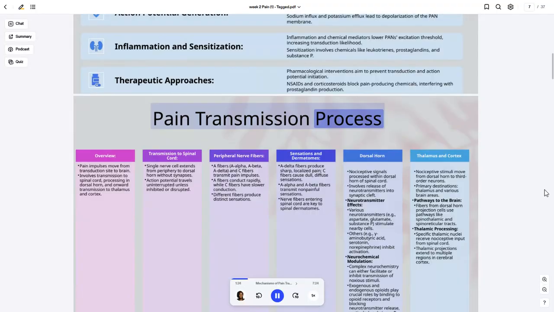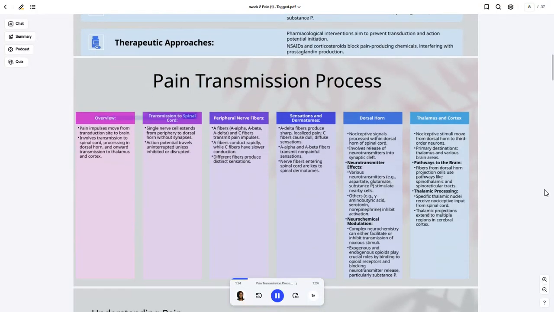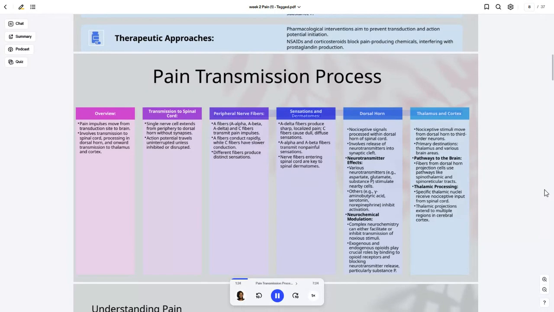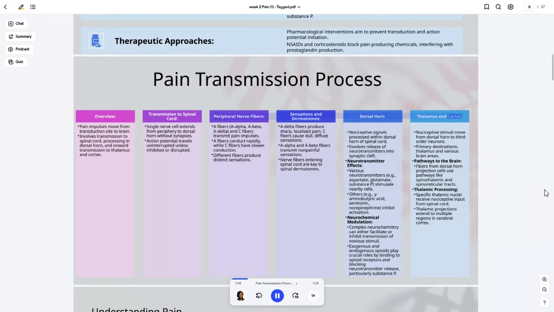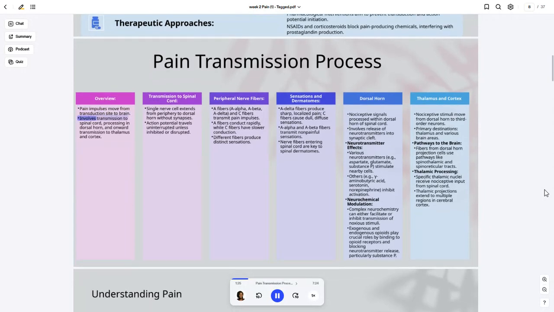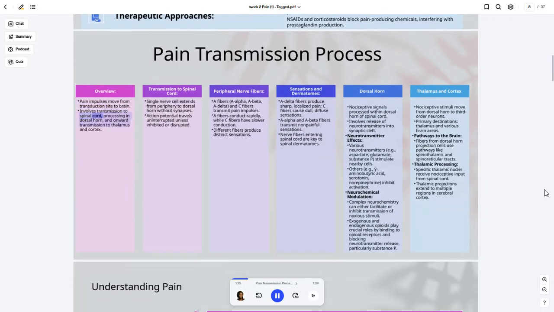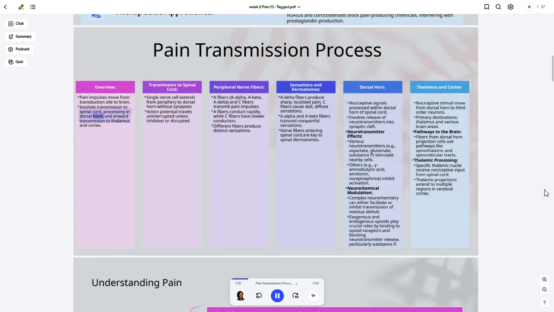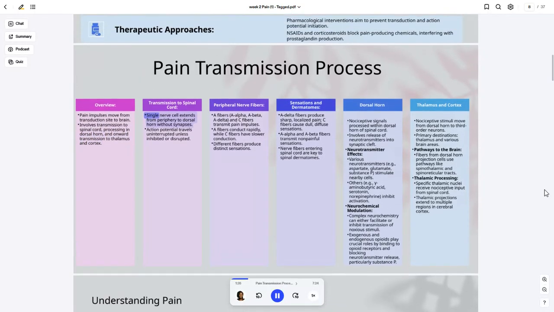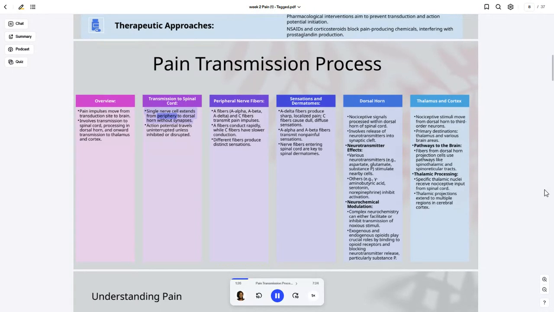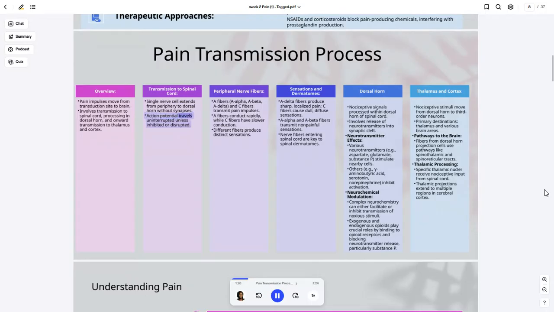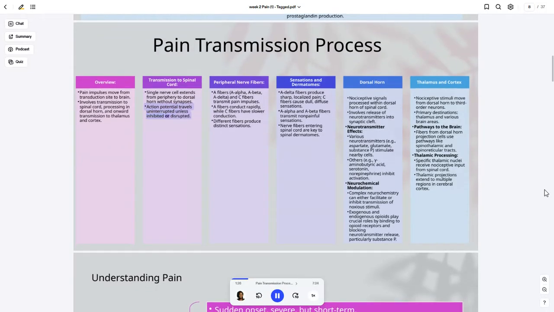Pain transmission process. Overview: transmission to spinal cord, peripheral nerve fibers, sensations in dermatomes, dorsal horn, thalamus, and cortex. Pain impulses move from the transduction site to the brain. It involves transmission to the spinal cord, processing in the dorsal horn, and onward transmission to the thalamus and cortex. A single nerve cell extends from the periphery to the dorsal horn without synapses. The action potential travels uninterrupted unless inhibited or disrupted.